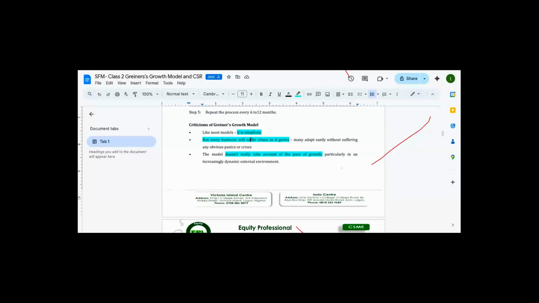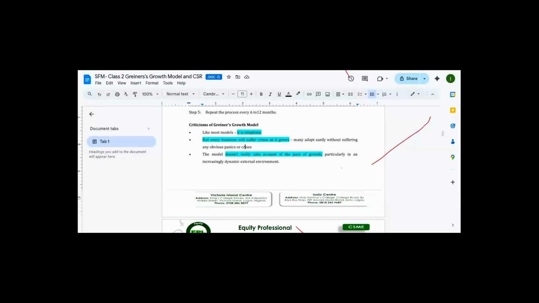Second, some scholars say that not every business will suffer crisis as it grows. I disagree with that. But they have to bail themselves out here, saying that many adapt easily without any obvious panic or crisis. But when you say that they adapt, that means yes, there is crisis, but they just put in place an adaptation strategy.